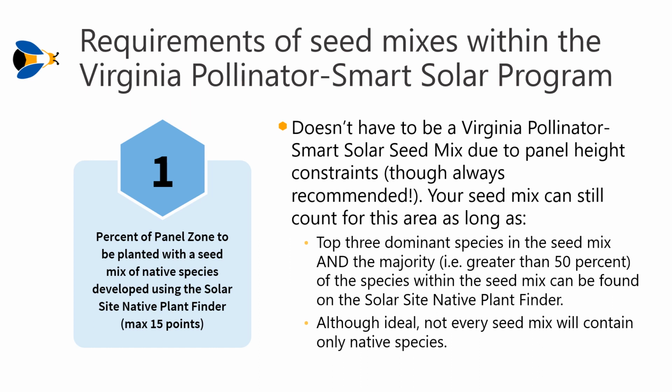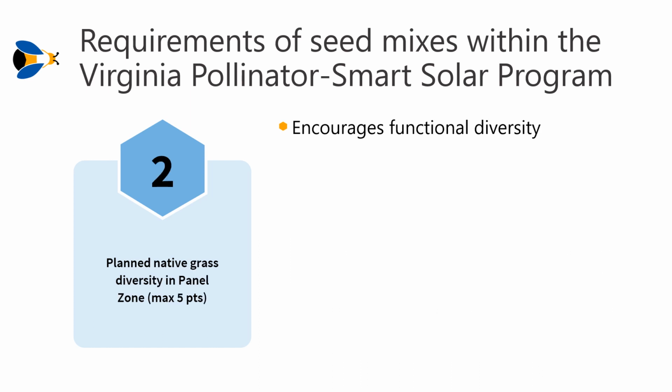Question 1 on the scorecard deals with the acreage to be planted within the panel zone with this type of mix. The second question relating to the panel zone asks about the diversity of native grass species. This question is specifically provided to encourage functional diversity and overlap, a principle we discussed earlier in this module.